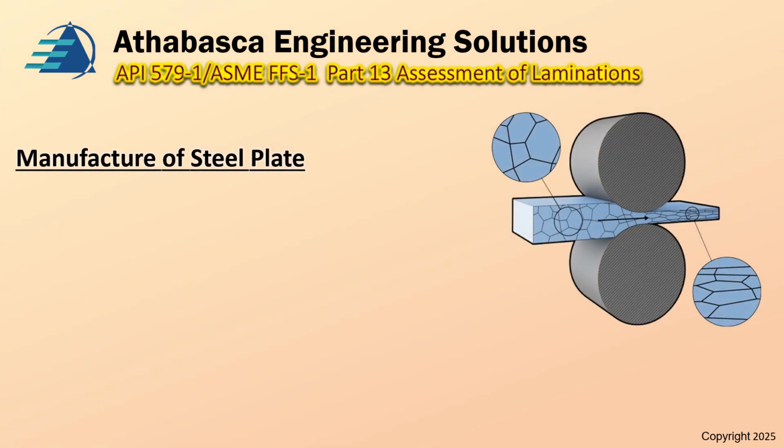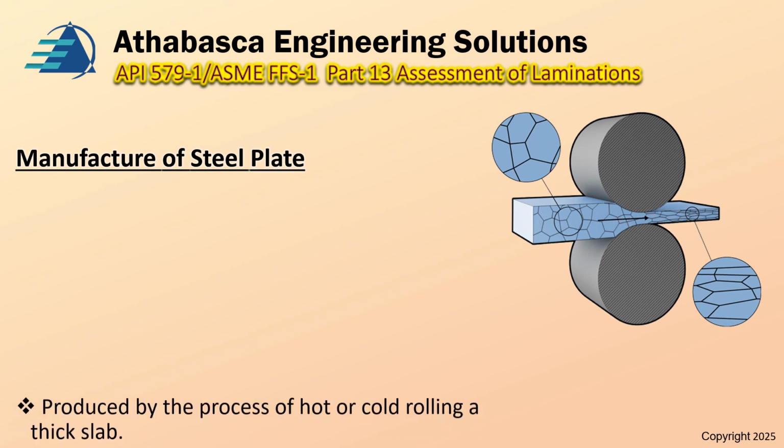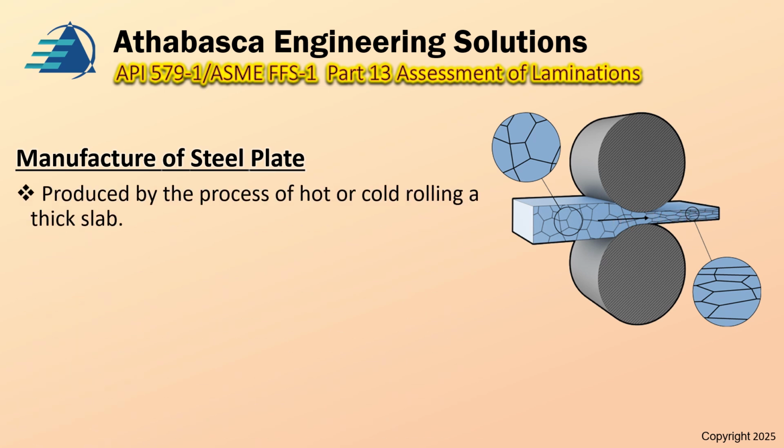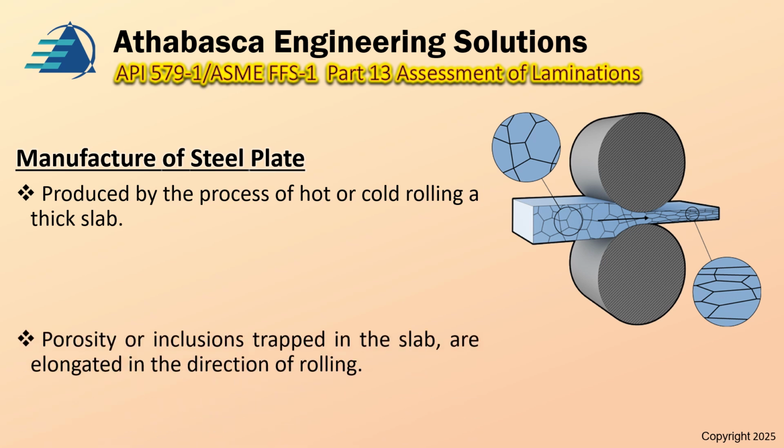Manufacturing of steel plate is done by cold or hot rolling. The diagram that I show over here to the right shows it being rolled from a thicker part to a thinner part. And when there is a flaw in that part, it can get elongated along the direction of the grain. So a plate is produced by the process of hot or cold rolling a thick slab, and hot forming or cold forming is another way of saying the same thing.